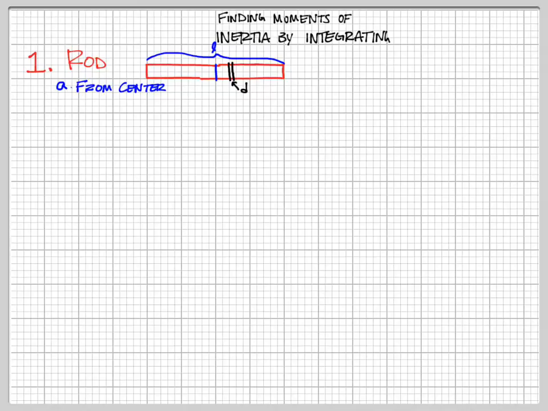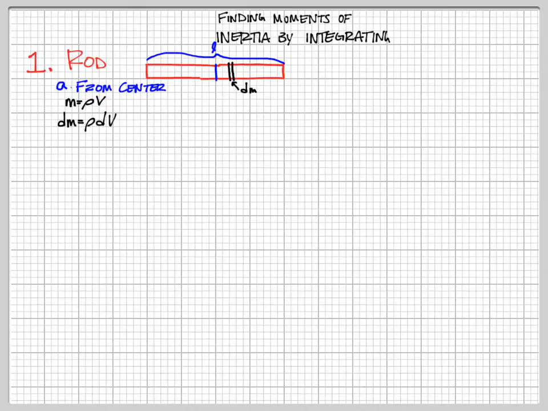So, as we do this, we need to define our piece of dm. dm is going to be that tiny slice right there. Now, mass in general is rho, my density, times the volume. But we're looking at a tiny slice of mass, so the differential piece of mass is going to be rho times my differential piece of volume. We need to define what that differential piece of volume is.